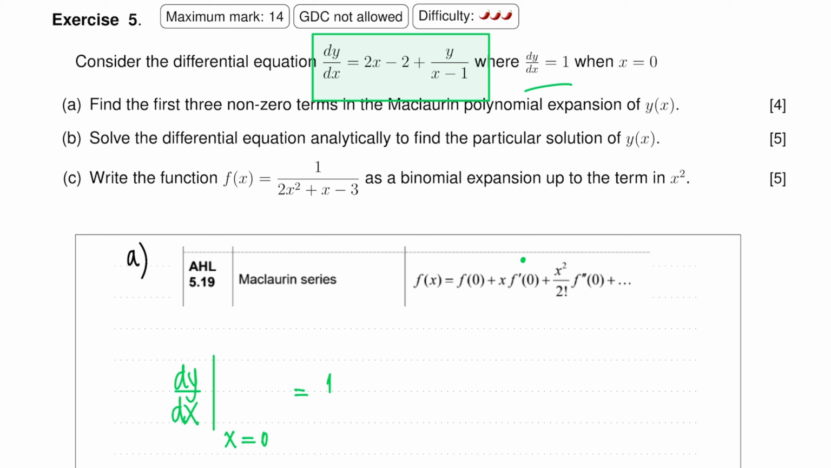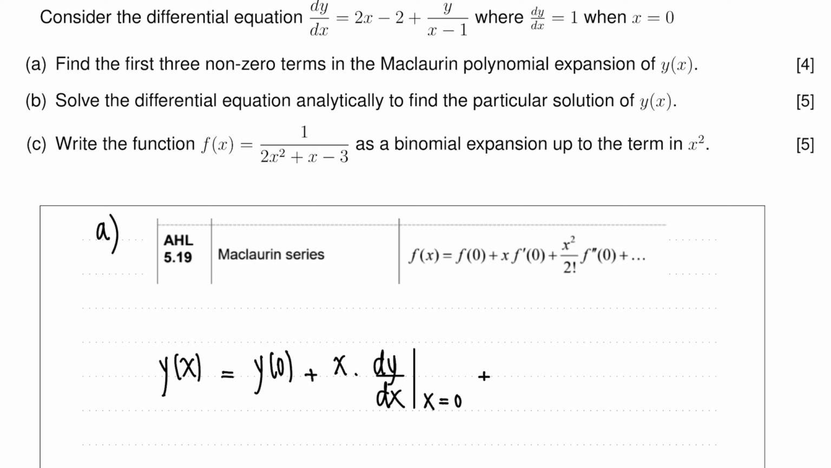If you were to write the Maclaurin series expansion using dy/dx, and I think I'm going to do that right now to make it closer to the description of the exercise, it's going to look like this. All right, so y of x is equal to y of 0 plus x times dy/dx when x is equal to 0, plus x squared over 2 factorial times d2y/dx2, also when x is equal to 0, and so on. So again, the only thing that we have right now is this term right here. dy/dx is equal to 1 when x is equal to 0. Therefore, this is equal to 1.